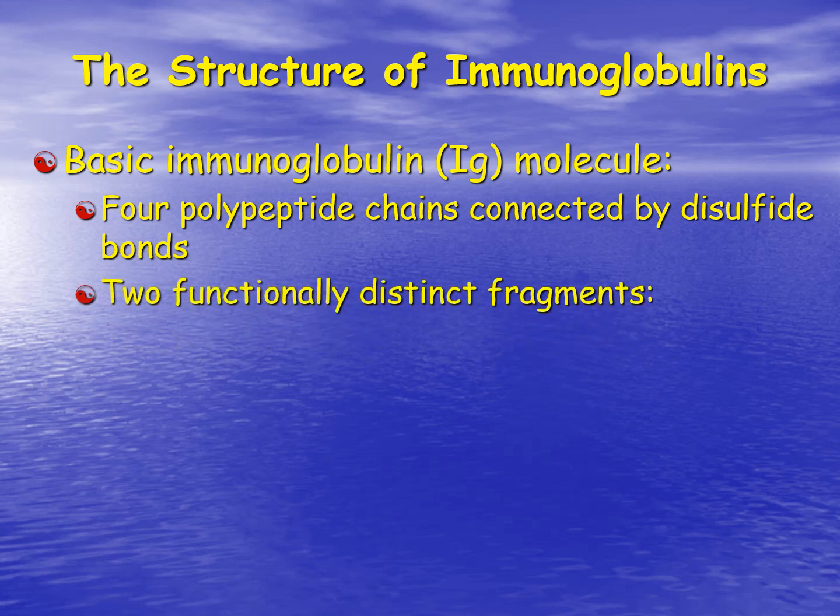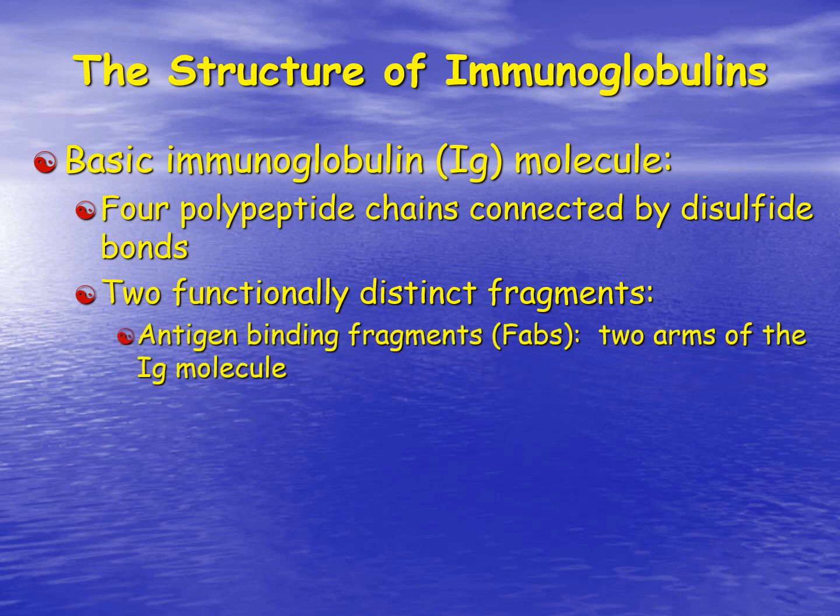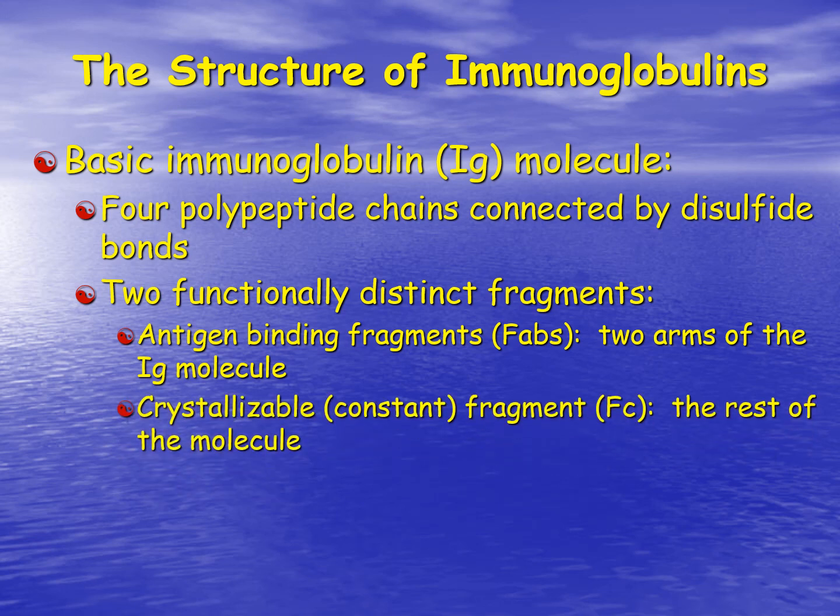There are two functionally distinct fragments. The antigen binding fragments, or the FAB regions, and these are on the upper arms of the immunoglobulin molecule, and the crystallizable, or what's now called the constant fragment, the FC fragment, which is the rest of the molecule.